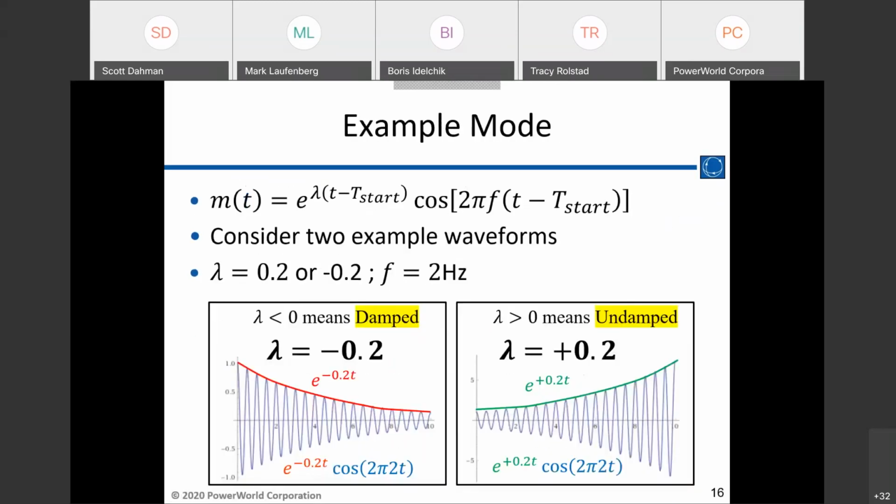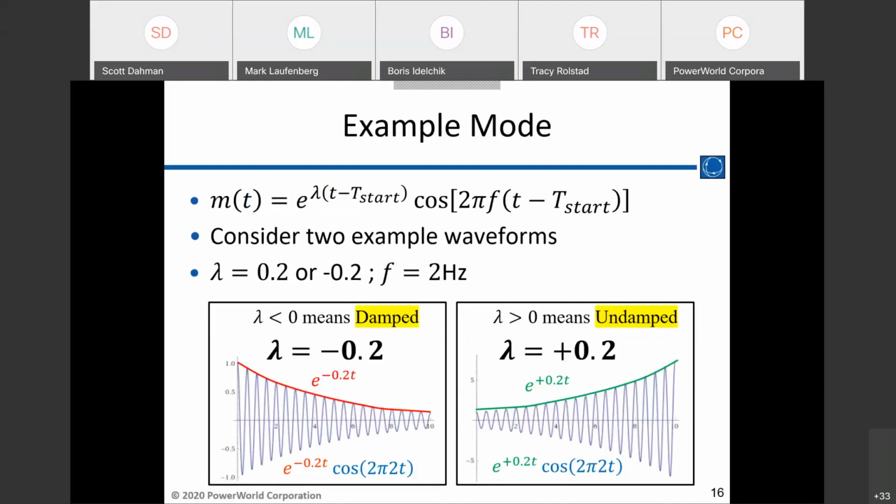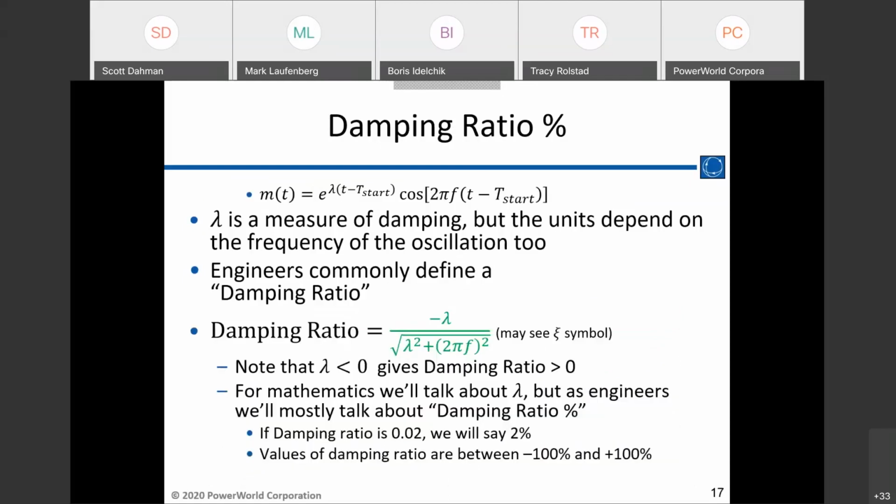All right, so let's talk about our mode. This lambda term is good for physics, but the units on lambda are not particularly useful, because if this is a very high frequency oscillation, we want it to damp out faster than if it's a lower frequency oscillation. So mathematicians and physicists have a term that they call the damping ratio, which is defined right here. As the frequency goes up, in order for the damping ratio to stay the same, the lambda also has to go up. And if you read any papers or physics books, you will see this particular symbol here.